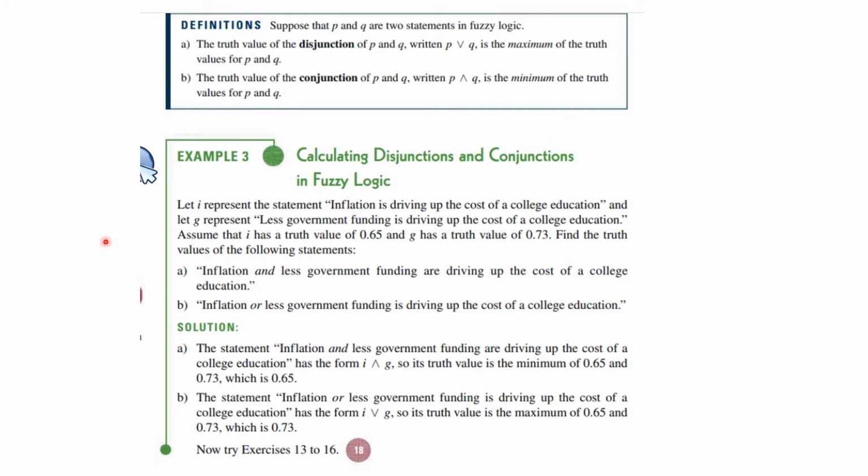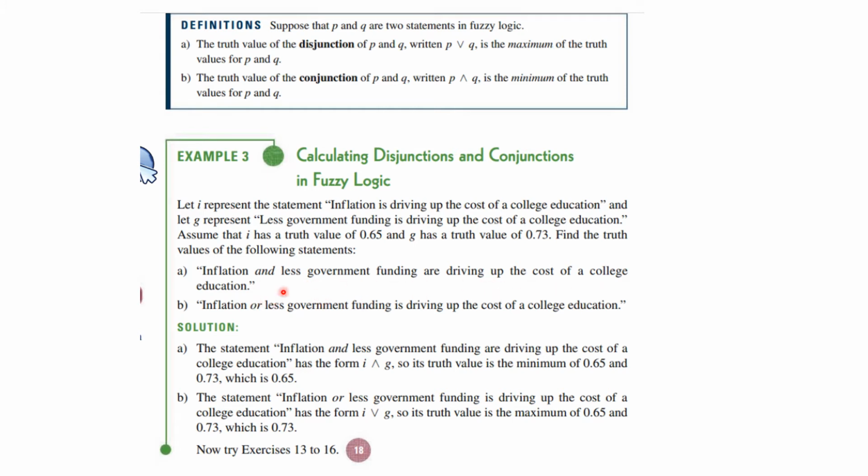So now we're going to do an example of calculating disjunction and conjunctions in fuzzy logic. Okay, so we're going to let I be the statement, inflation is driving up the cost of a college education, and G represent less government funding is driving up the cost of a college education. Now let's assume that I has a truth value of 65% and that G has a truth value of 73%.